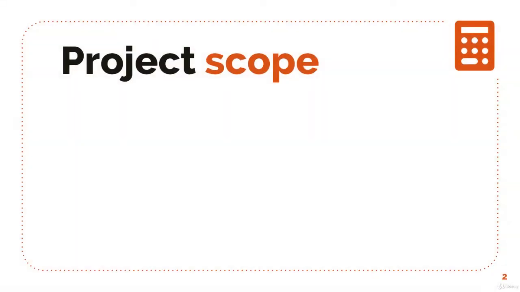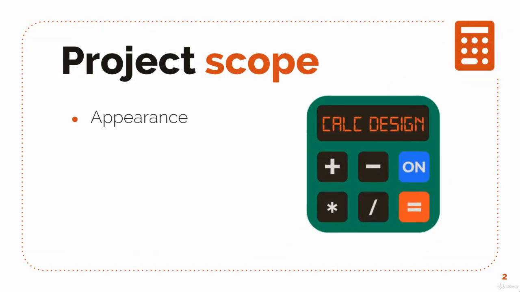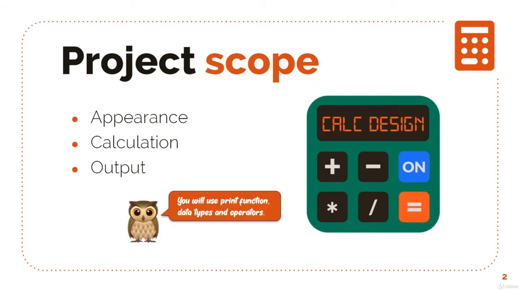We will start each project by looking at what it is we're intending to do in the project. This will make it easier for you to follow the process. So with that said, let's look at what we're going to do in this project. Firstly, we'll give the calculator an appearance, something similar to this, but in a text form. Then we will do the calculation, and finally we'll print the result. You will use the print function, data types, and operators.